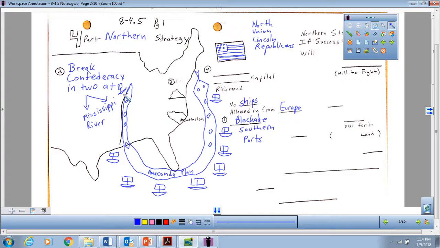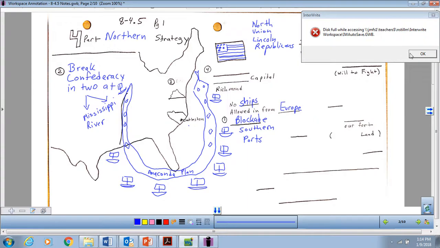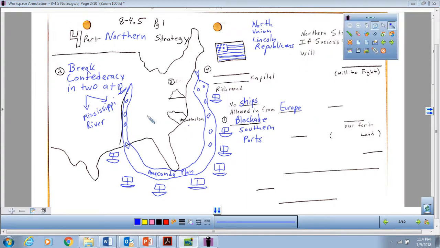So, the telegraph was invented before the Civil War. Yep. So, that was part 3. Part 3 was to destroy the transportation and communication in the South. The train tracks would be really important to the war.